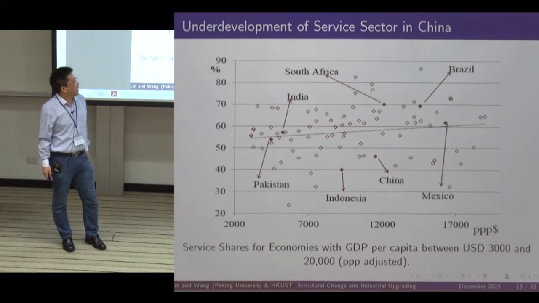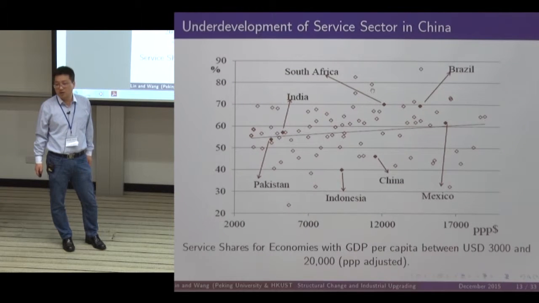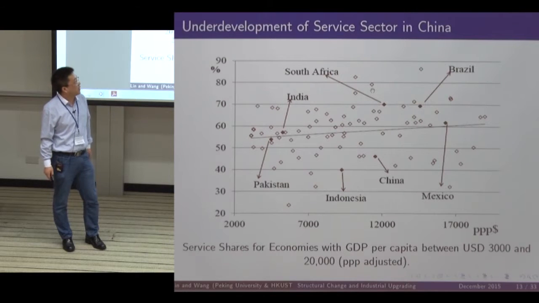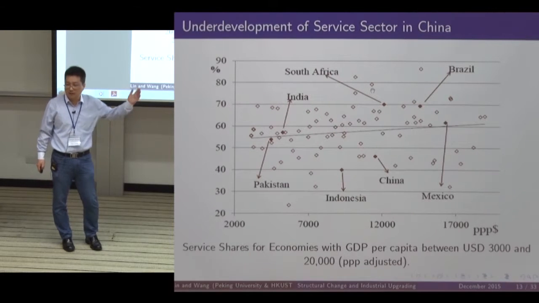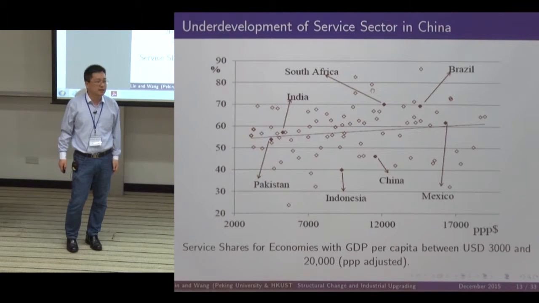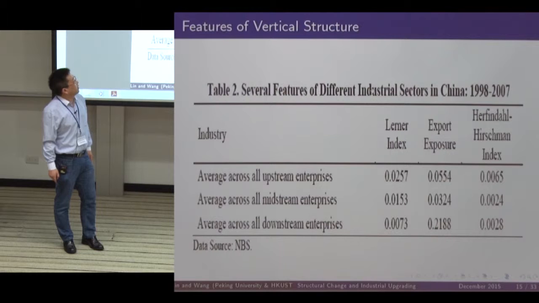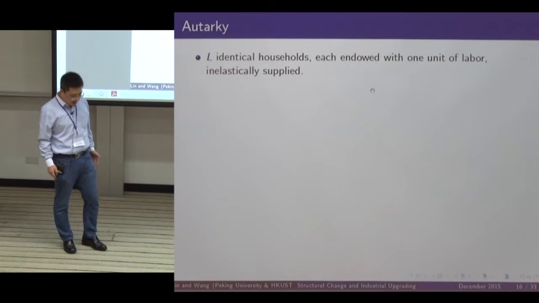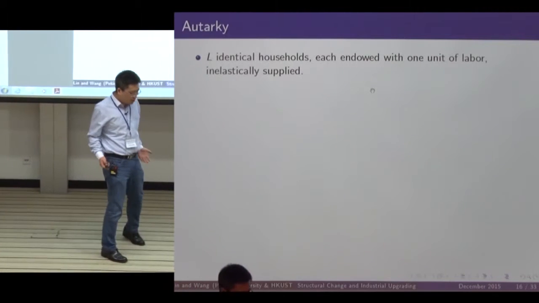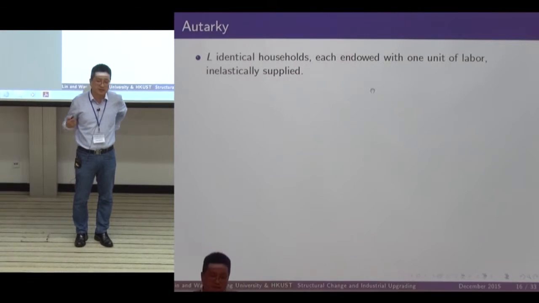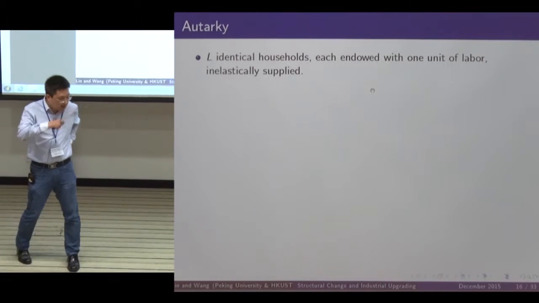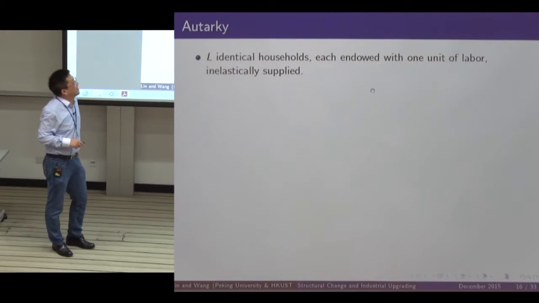But if you compare China's service share in total GDP, this is for year 2012, you do see that China is relatively underdeveloped, okay, from the international perspective. So these are basically the facts indicating why China's upstream sectors are dominated by state-owned enterprises, so they have a high entry barrier. But the thing we really want to go through is this model, because this is the key contribution of this paper.